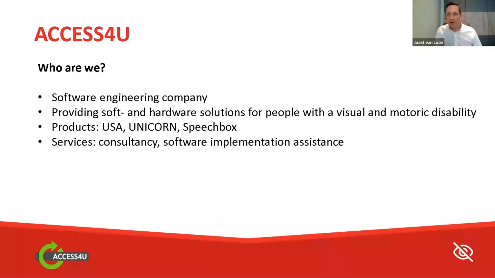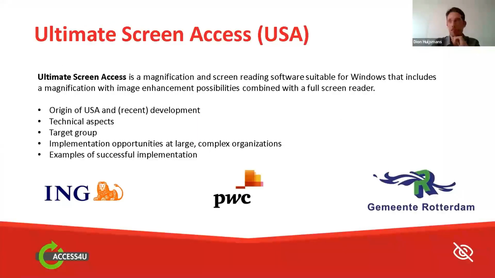Now, Access for You sells the products worldwide to other distributors, for example, Babbage in the Netherlands, but also some other suppliers all over the world. But today we're going to dive into our main product, and that's Ultimate Screen Access, or for short, USA. I think you can go to the next slide, Dion. Now, Ultimate Screen Access is a supportive software that offers magnification, screen enhancement, and also speech and braille output.